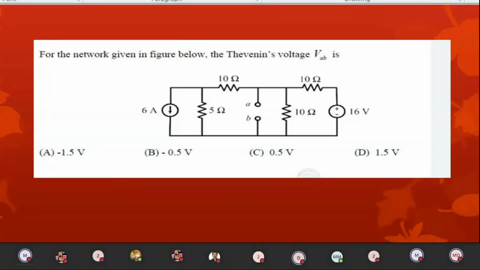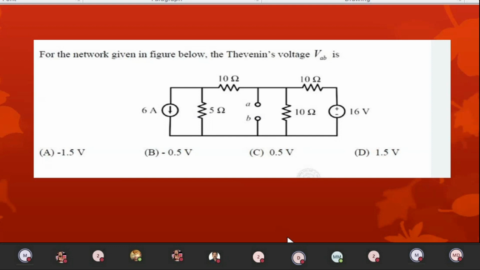Okay. Now let us proceed with some more problems. Okay. So you can notice the circuit shown below, the Thevenin's voltage. So take care, this is a GATE examination question itself, and he is not asking equivalent circuit. So be careful. You have to just focus on what is the question that has been asked. Okay. So here for the network given in the figure below, the Thevenin's voltage is what?